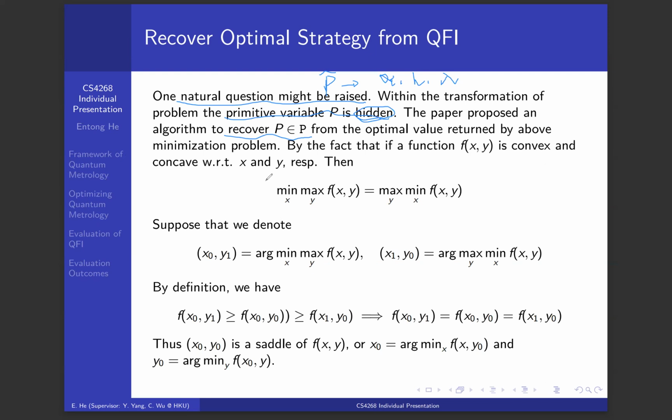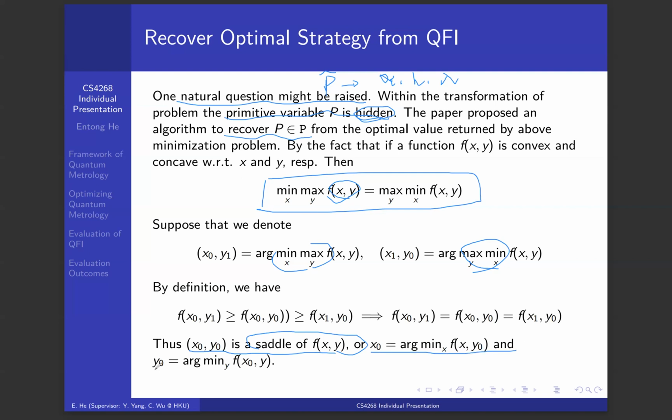By the property of f(x, y), where the min-max theorem holds, if we denote x sub 0, y sub 1, x sub 1, y sub 0 to solve the min-max and max-min problem respectively, we will have that x sub 0, y sub 0 is a saddle point of f(x, y). So they solve these two problems respectively. It means that once we have obtained one dimension of the solution, we can substitute it into the other problem and solve for the other dimension of the solution. So we have x sub 0, we can recover y sub 0.